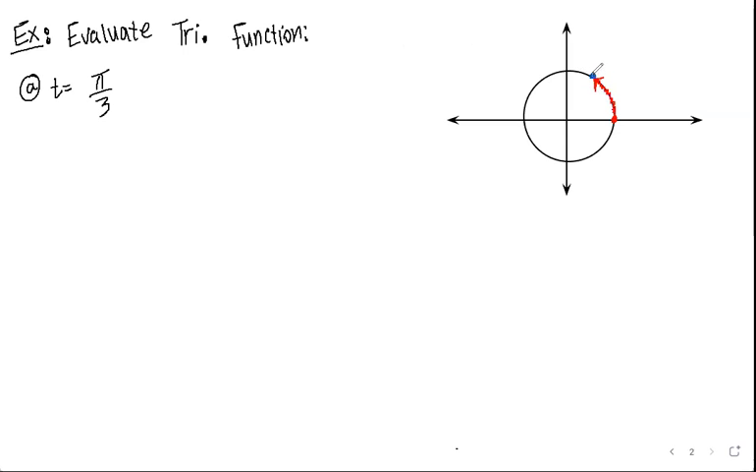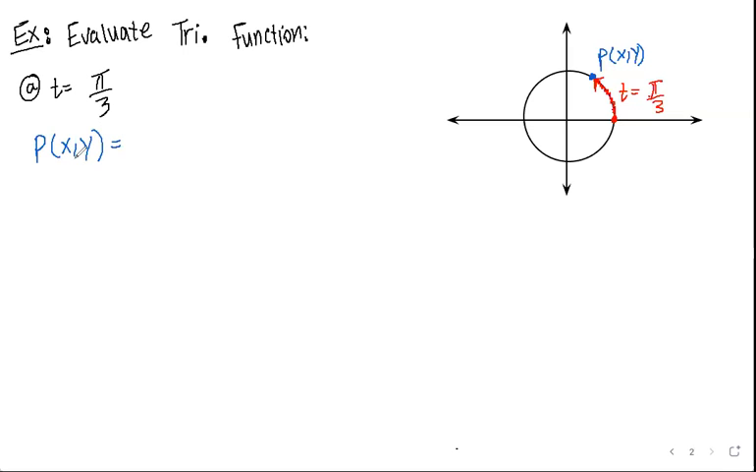This point here is my terminal point, B of x comma y. This is my t equal pi over 3. Now the question is, what is the terminal point? As we learned from the previous section, from the table. What is B? From the table, from the previous section. Martin said 1/2 and square root of 3 over 2.